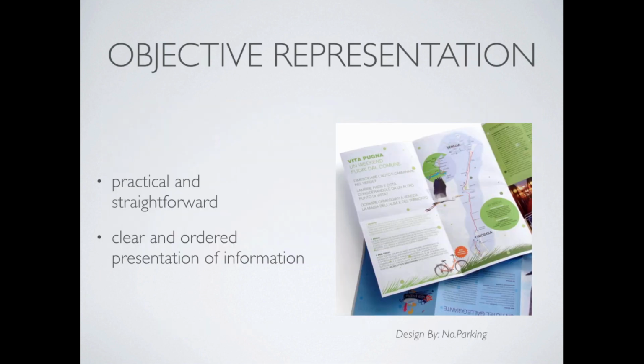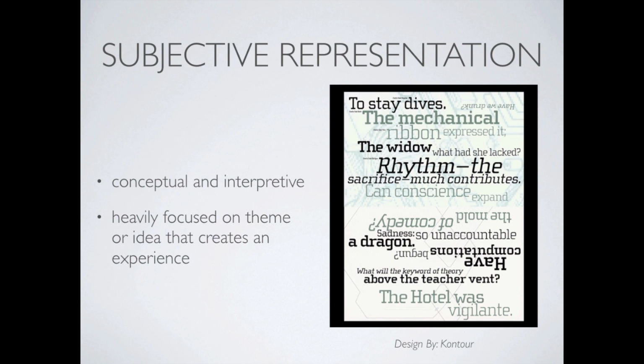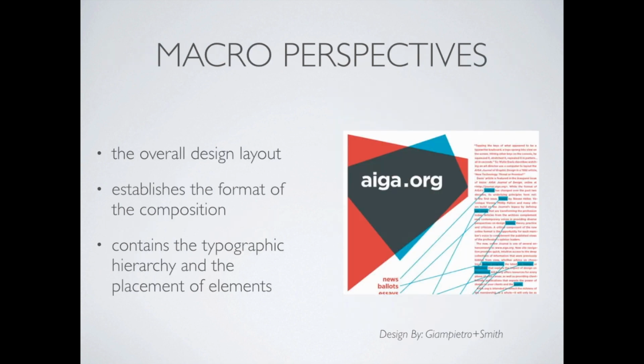Objective representation. This is practical, straightforward, clear, ordered presentation of information. Clear, strong hierarchy, easy to distinguish first, second, and third. Subjective representation is a little bit more interpretive or contextual. It's harder to do. It's focused on a theme or an idea rather than just establishing the hierarchy and making it really clear and easy to understand.